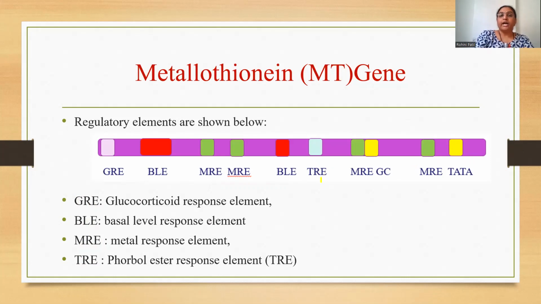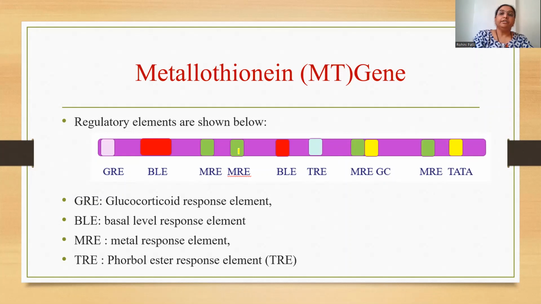And when you look at the MRE, it is present in the promoter. This GC and the TATA, these are what? These are the promoter sequences, and here you can find that the MRE is present in the promoter, and some of the MRE, the metal response elements, are present outside the promoter. That is, the response element may or may not be present in the promoter.